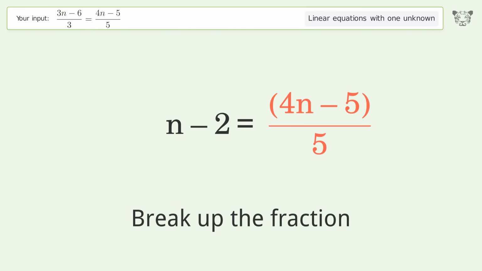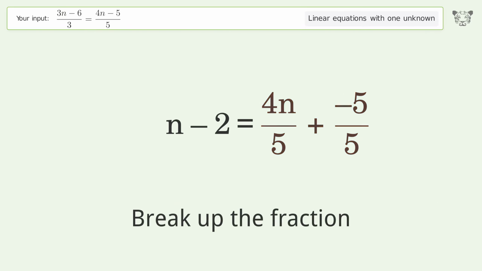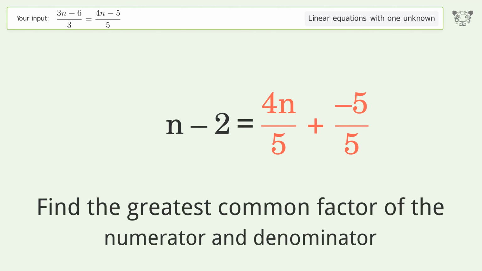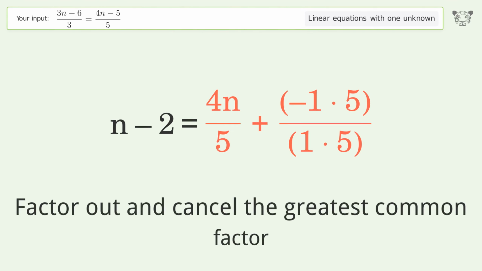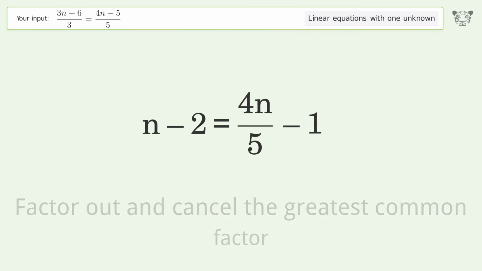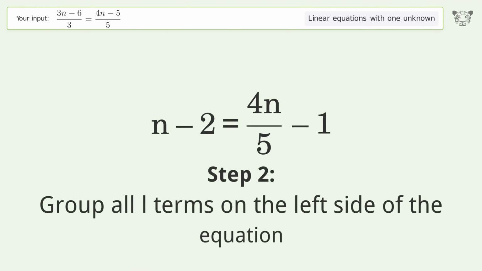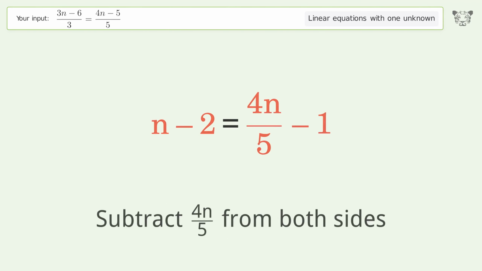Break up the fraction. Find the greatest common factor of the numerator and denominator. Factor out and cancel the greatest common factor. Group all n terms on the left side of the equation. Subtract 4n/5 from both sides.